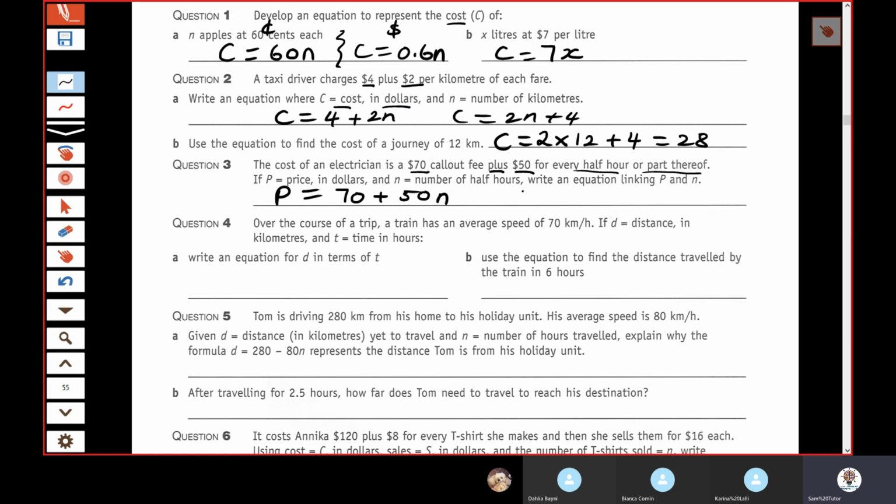I or part B or whatever, and it said Sam worked for 20 minutes, just 20 minutes, do I just get paid $70 because I didn't even make a half hour? No, the part thereof is even if it's a part of a half an hour, you'll still get paid $50.